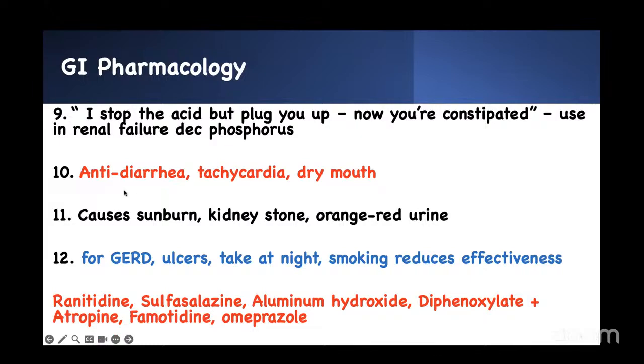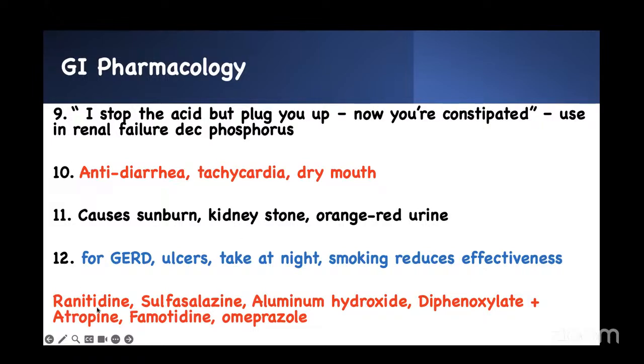Then number 10, you see, if you have diarrhea, I can give it to you, but what is going to happen to you? You have tachycardia and dry mouth. And if you take this medication, you're going to have sunburn. And if you're going to have kidney stone, your urine is going to turn what? Orange red. What do you think?